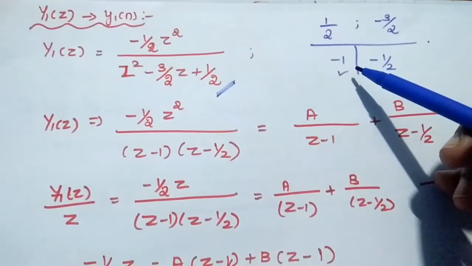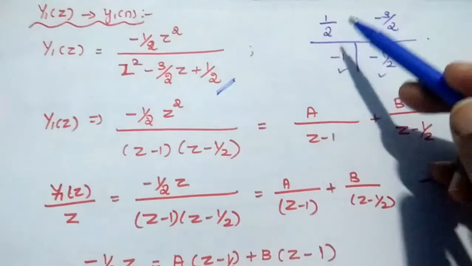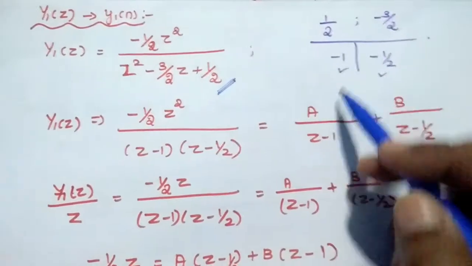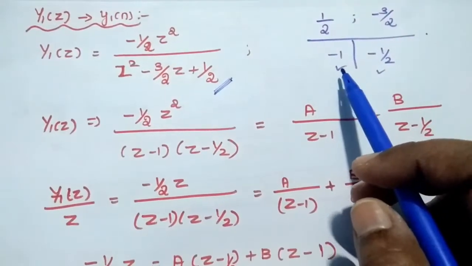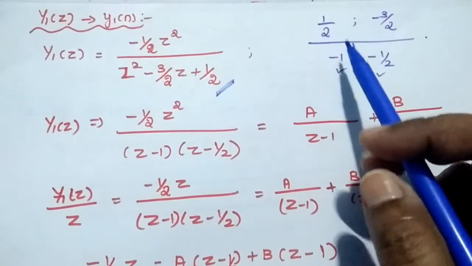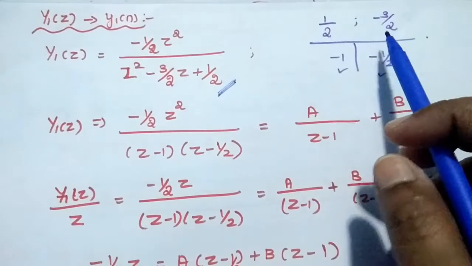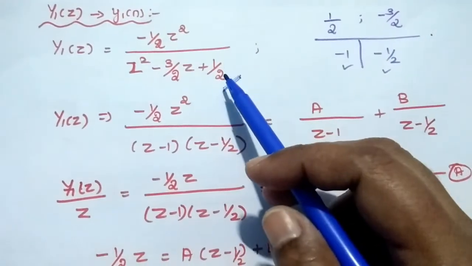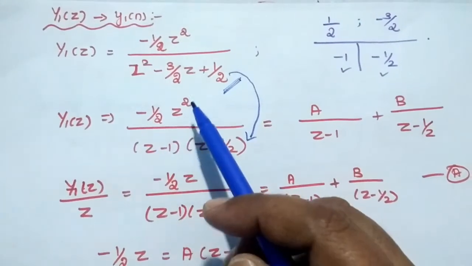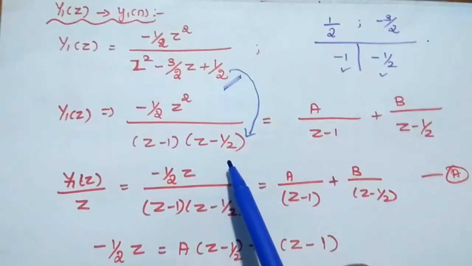If we are going to add two values, we should get minus 3 by 2. If we are going to multiply the same values, we should get 1 by 2. So for that, the root values are minus 1 and minus 1 by 2. Multiplying these two values gives plus 1 by 2, and adding these two values we get minus 3 by 2. So this equation can be written like this: minus 1 by 2 z power 2 over z minus 1 into z minus 1 by 2.